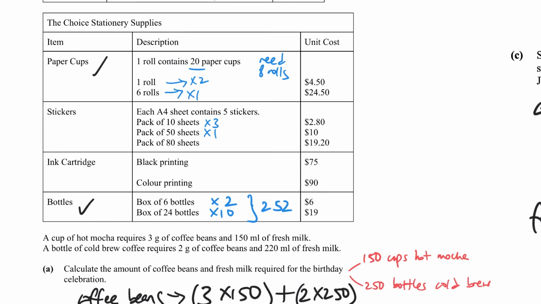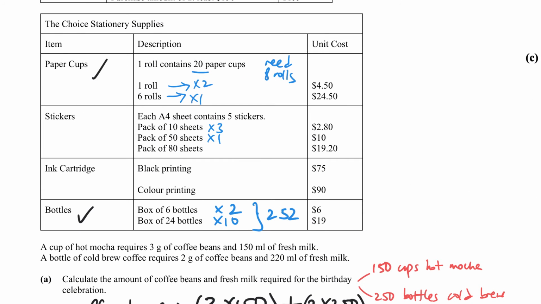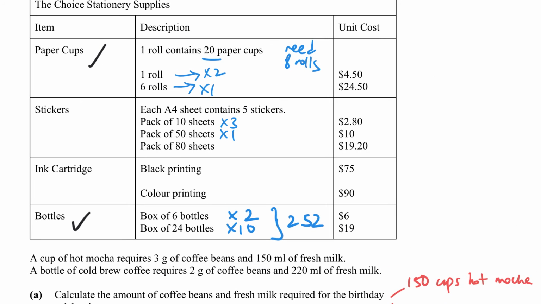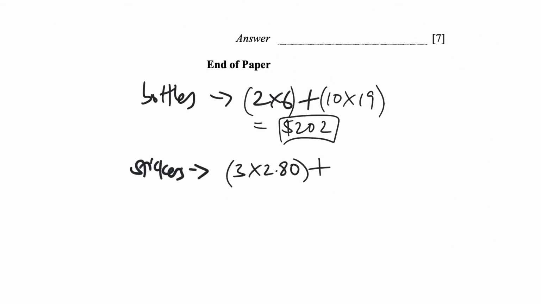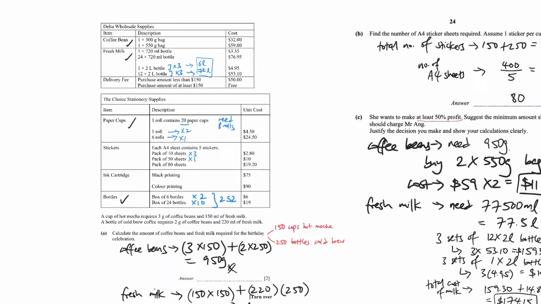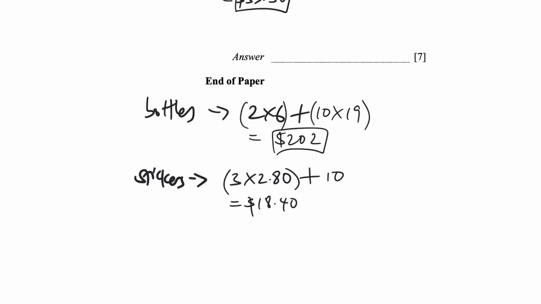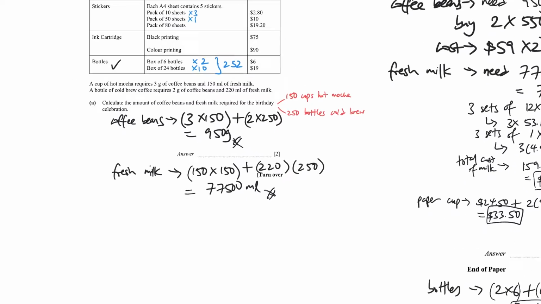So for stickers, if you get 3 times of the 10 sheets, so it's 3 times 2.8. And then we get 1 time of the 50 sheets, so it's plus 10. And then you do the math, and you see that this is $18.40. So it's actually cheaper to buy it separately than buying it all in one pack. It's almost like cheating, but yeah. So if you want to make the most profit, you lower your costs, and that's how you do it. And so stickers, $18.40. Okay, so stickers, we're done.